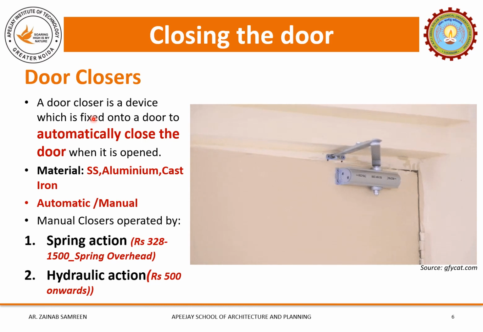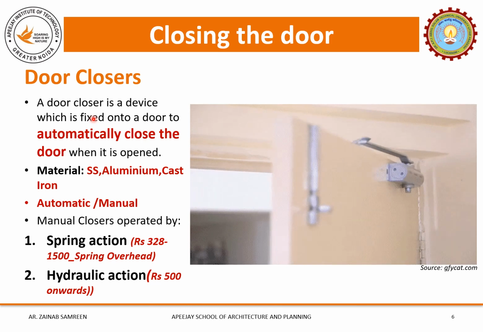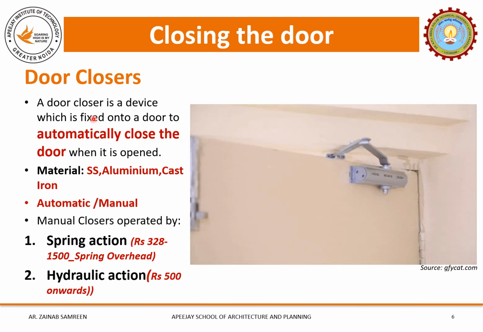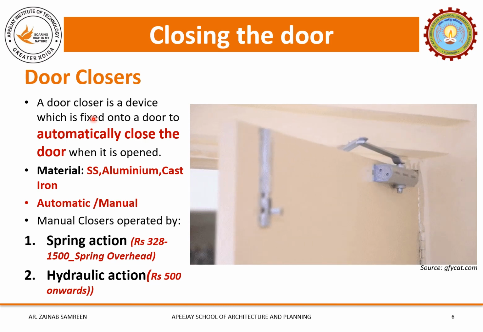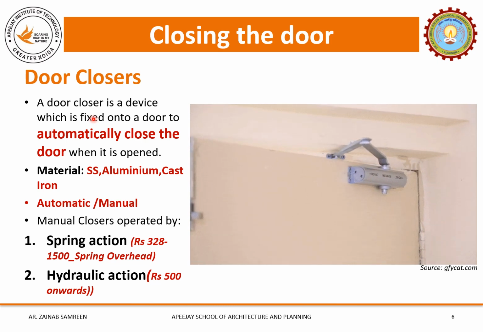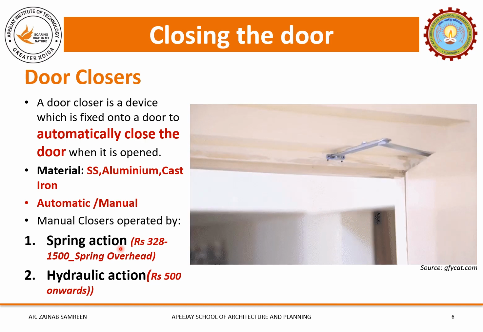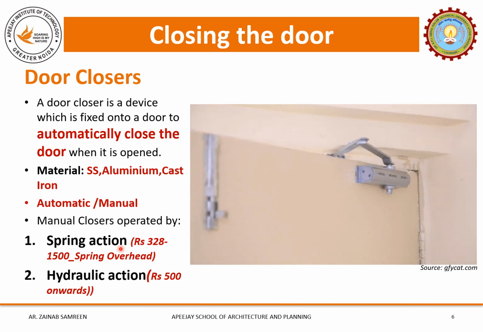Whereas in the manual door closures, it stores the energy used in opening the door in a spring and then releases it to close the door. Sometimes a gentle push is also required, and it works on two mechanisms. One is the spring action and the other is the hydraulic action. The spring action door closure has a spring fitted inside it, and the hydraulic action door closure works on the hydraulic mechanism.